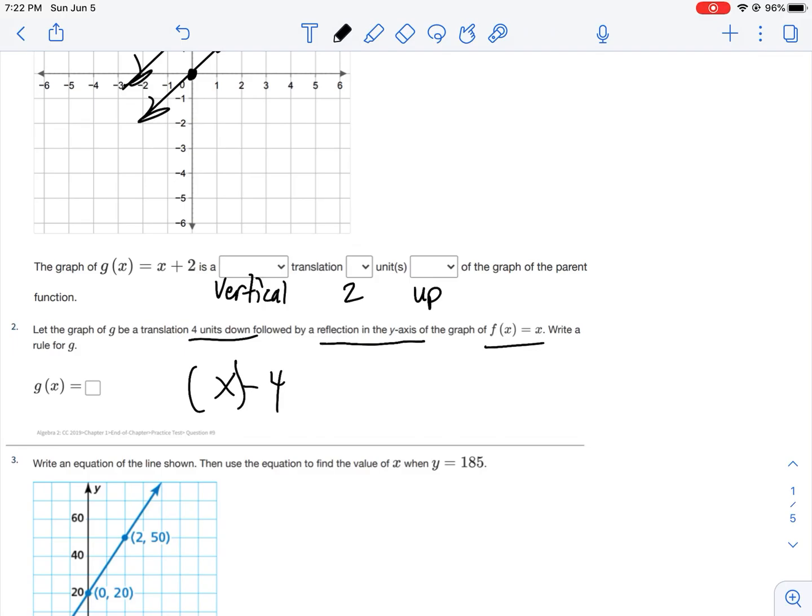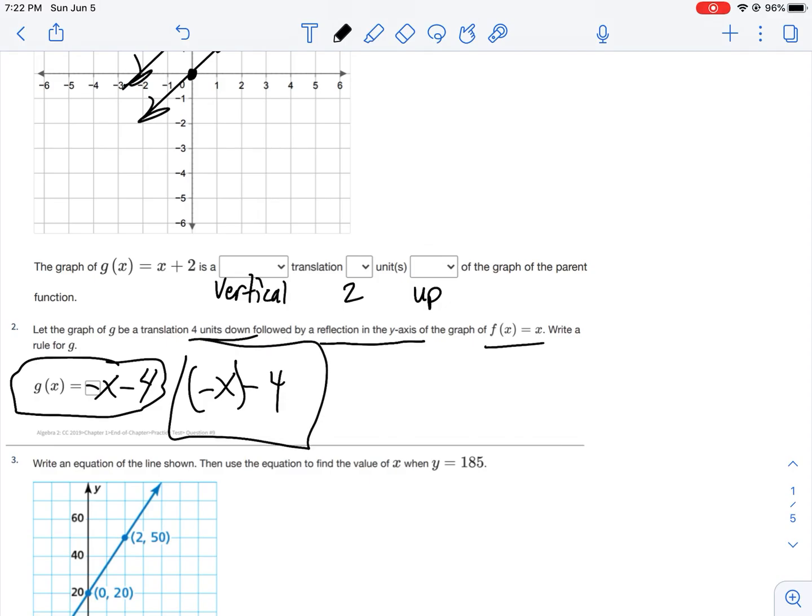Now, y-axis reflections only happen inside with the x. So this is going to be g of x equals negative x minus 4. It's already written there. It ends up looking the same as an x-axis reflection, and that's because linear equations, x-axis reflections, and y-axis reflections look the same. So this is what you'll end up with.